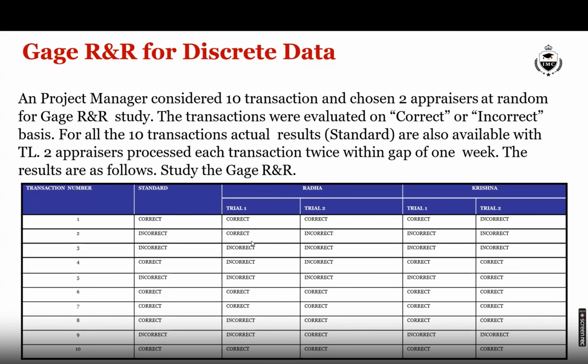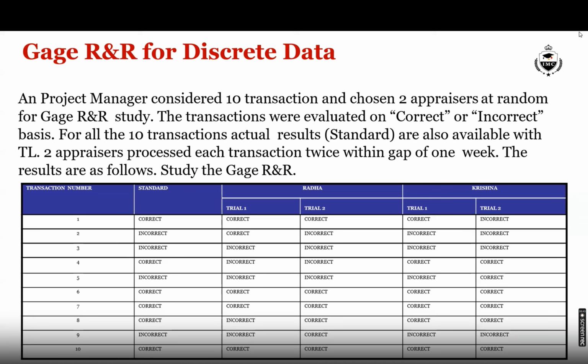The next case study is a measurement system analysis with discrete data. A project manager considered 10 transactions and chose two appraisers at random for a gauge study. The transactions were evaluated on a correct and incorrect basis. So, clearly understood, this is binary and discrete data. For all the 10 transactions, actual results are also available with the team lead. Two appraisers processed each transaction twice within a gap of 1 week. The results are as follows.